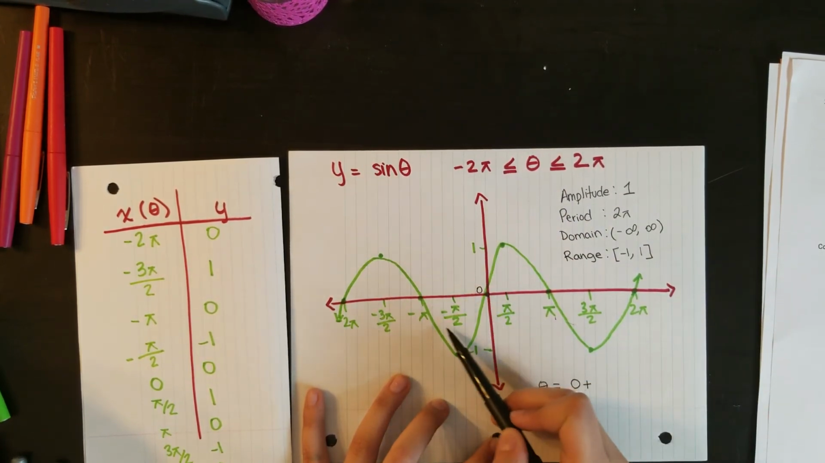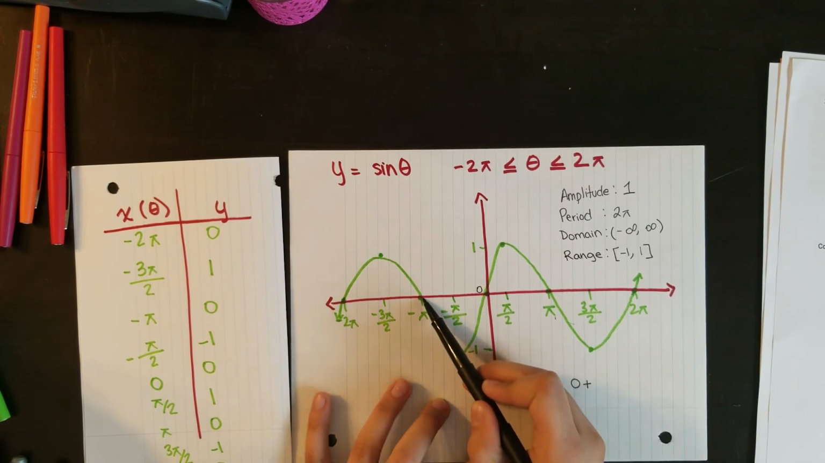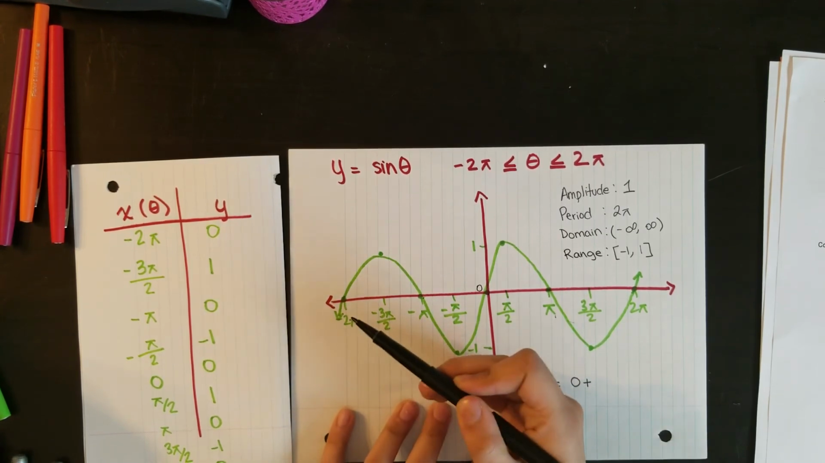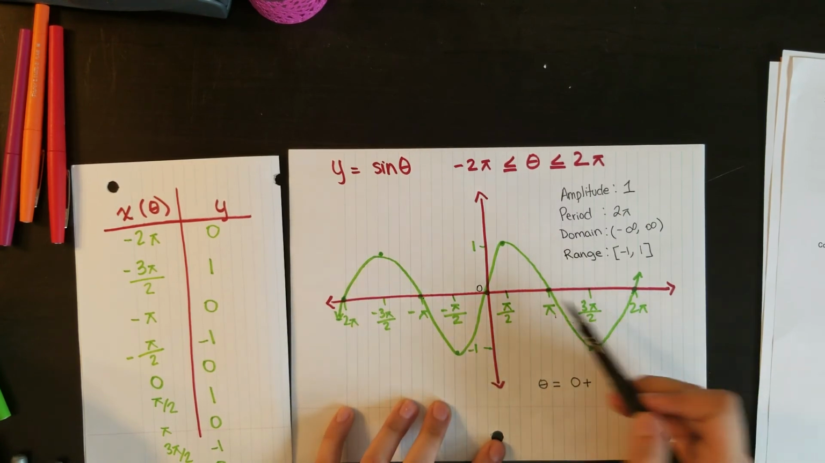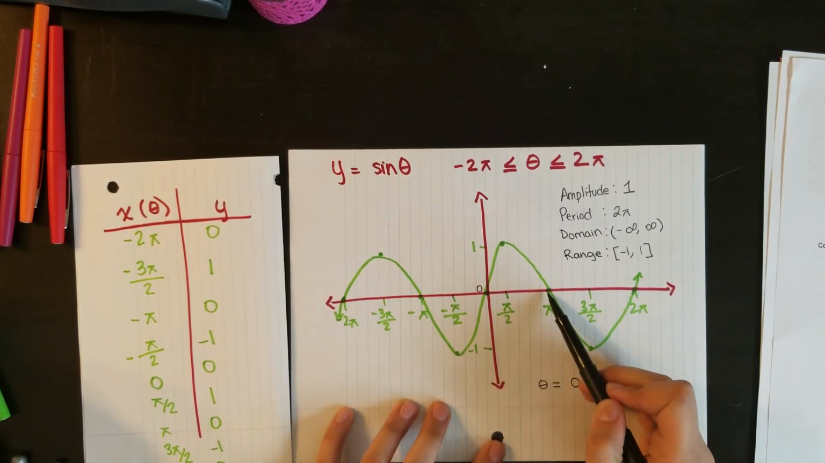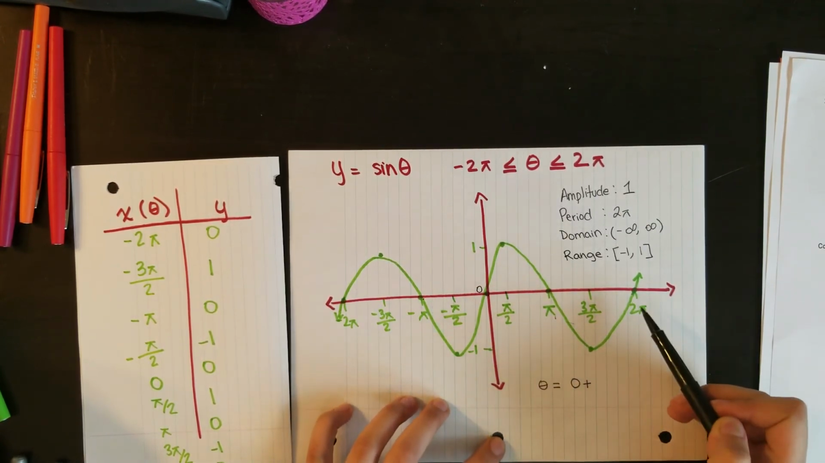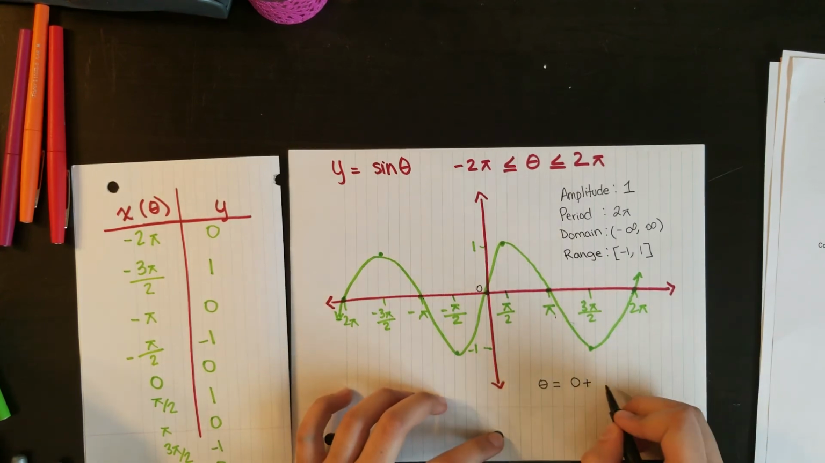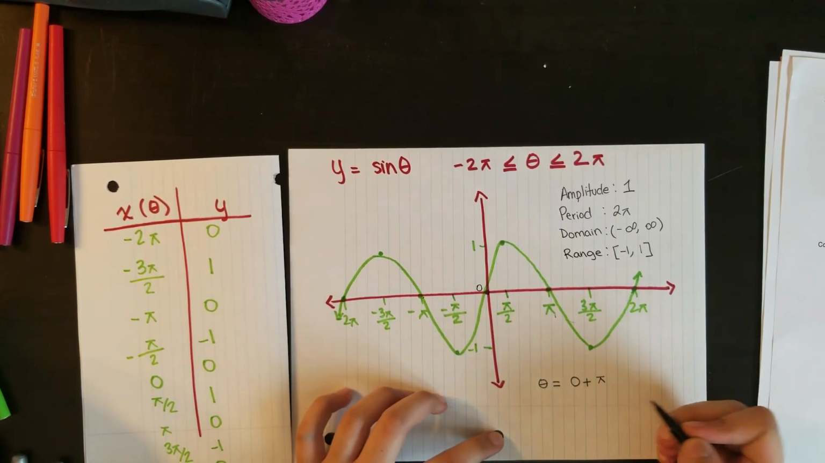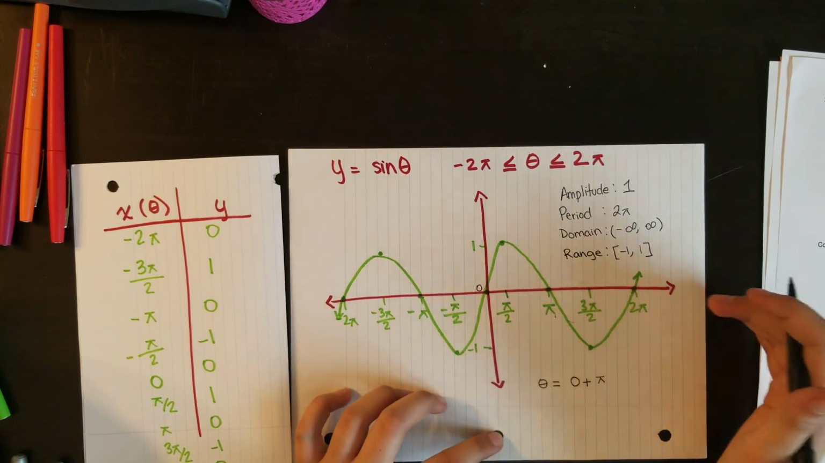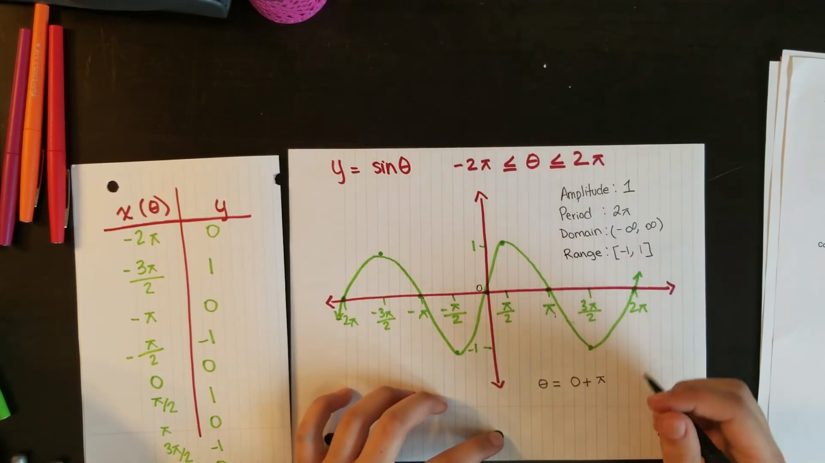So if I subtract a pi, I get an x-intercept. I subtract another pi, another x-intercept. Same here, I add a pi, get an x-intercept. Add another pi, get another x-intercept. So it's happening every pi. And I can add however many pi's I want, I'm going to get an x-intercept.